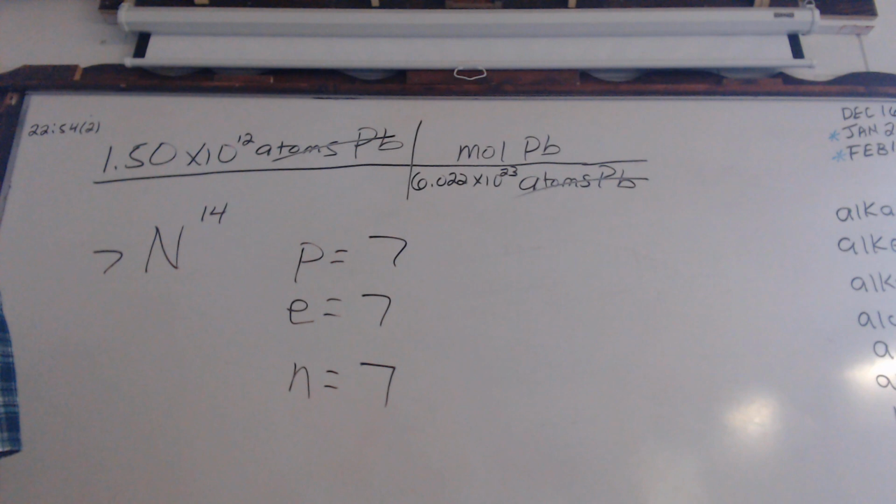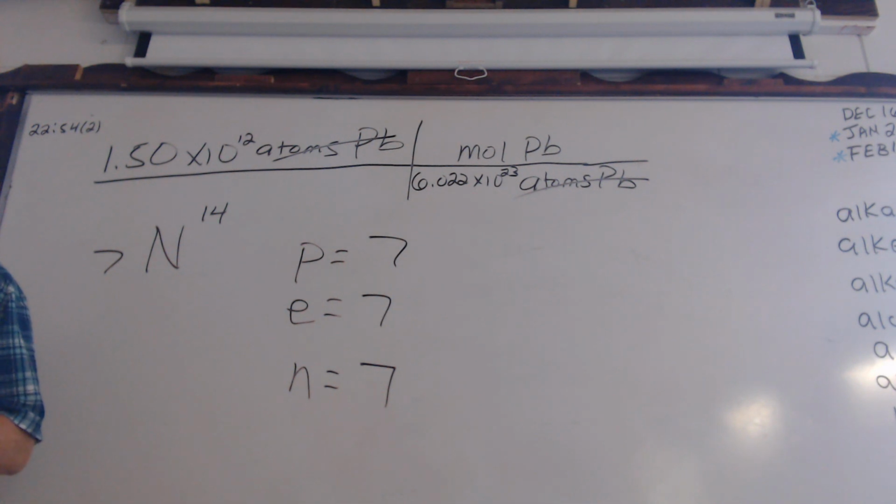I'm trying to figure out where you got the 7s from. I thought we were doing the table thing. Oh my lord. Protons, neutrons, and electrons. It's the same for all of them?